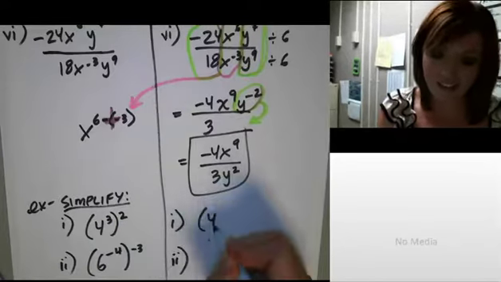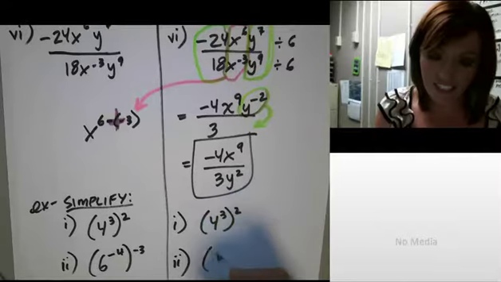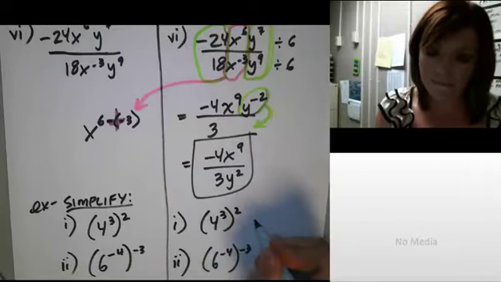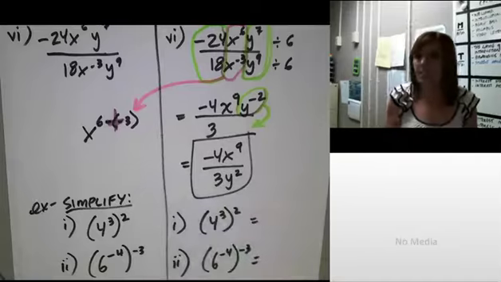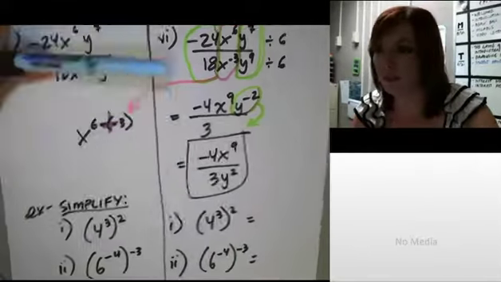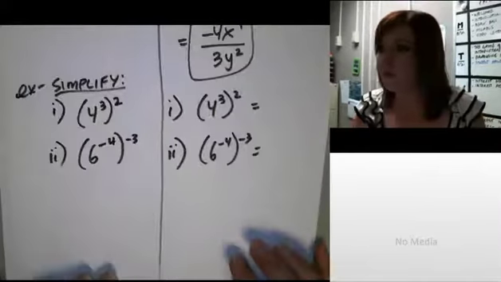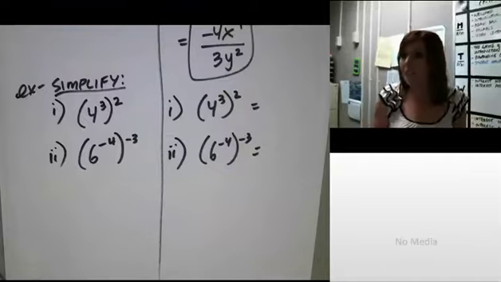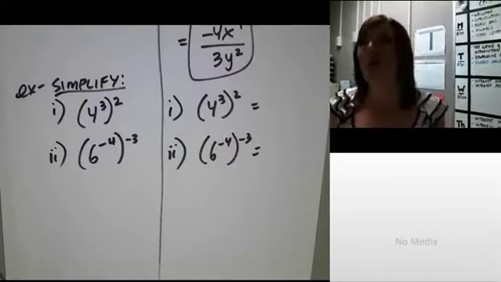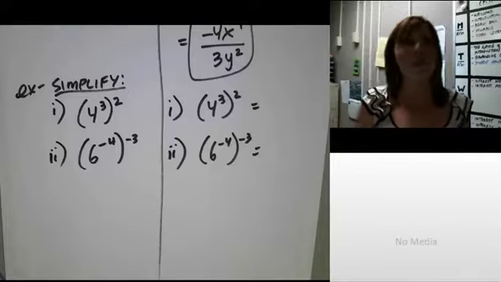6 to the negative 4th. Okay, so everybody look at these. Whoop, they're down a little far. Let's move them up. 4/3 to the 2nd power and 6 to the negative 4th to the negative 3rd power. So, raise your hand if you would like to come up and do one of these problems. Put your hand down if you have already come up.